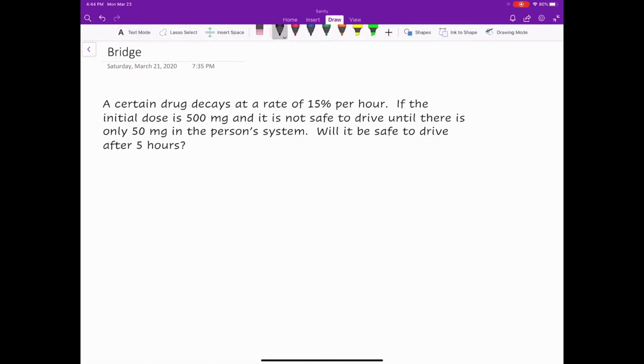So I have a real world example that we may run into later. We've also done these before. Good one to keep in your brain. A certain drug decays at a rate of 15% per hour. If the initial dose, hey, that might be an A value, right? A starting point. Initial dose is 500 milligrams, and it is not safe to drive until there is only 50 milligrams left in the person's system. Will it be safe to drive after 5 hours? And there is our time.